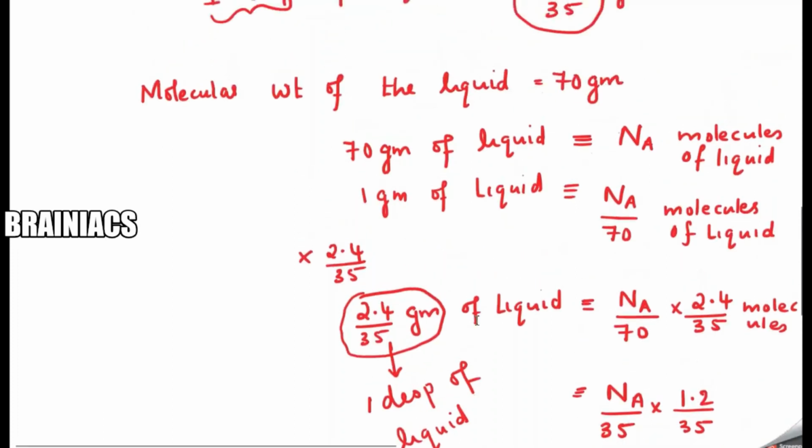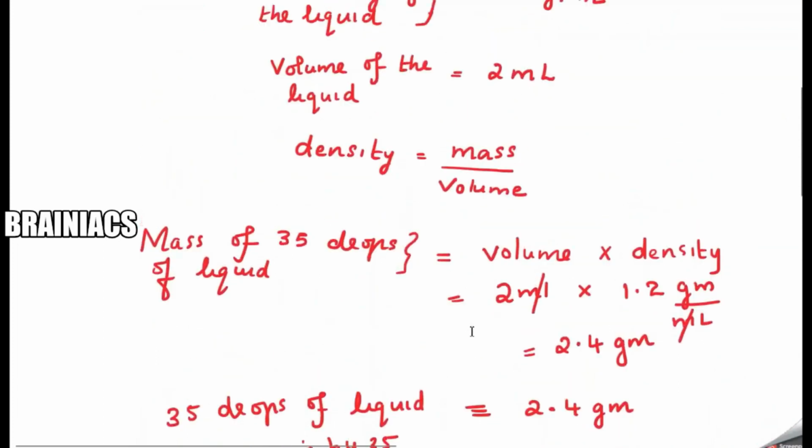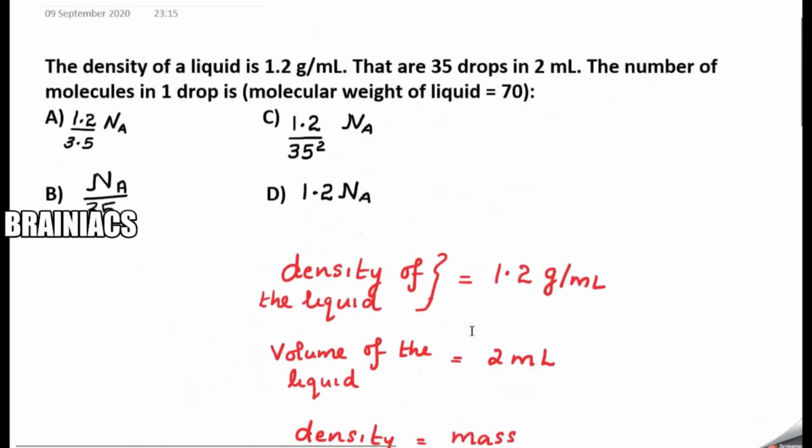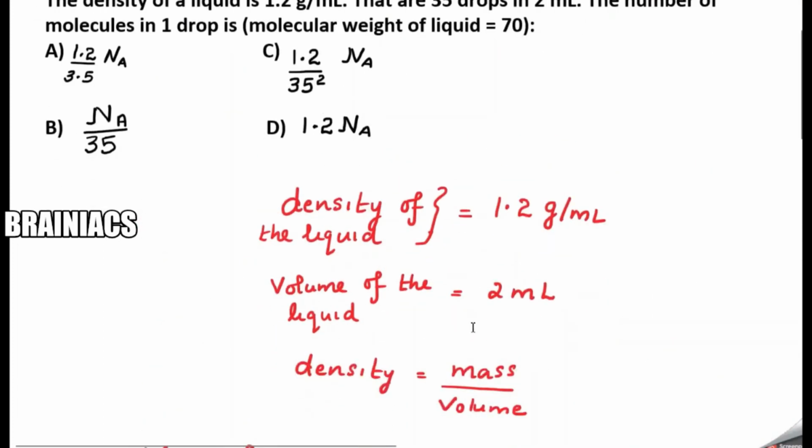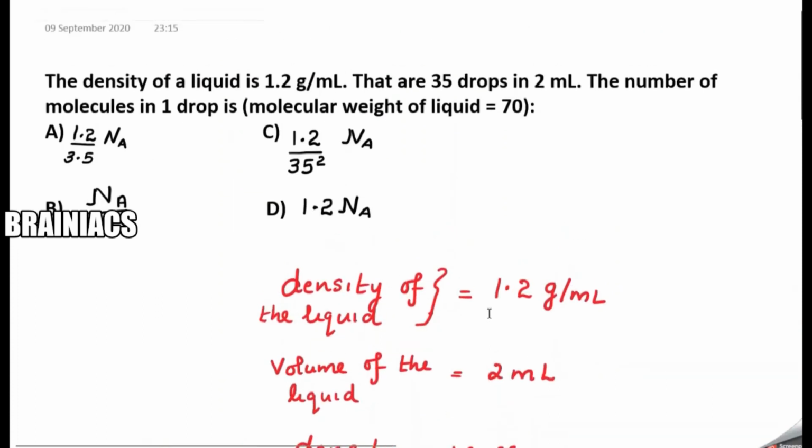So we will look for that option. Okay, that is Na by 35 square. So we have the option here, Na by 35 square into 1.2. So option C will be the correct answer.